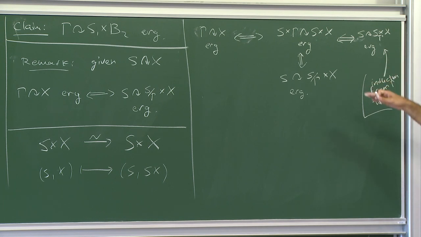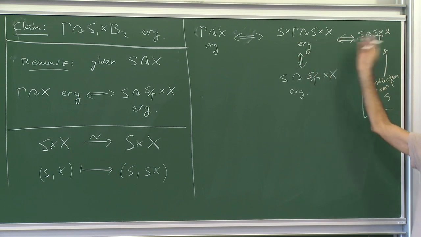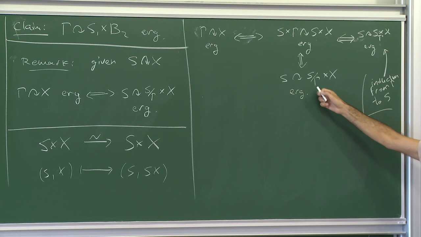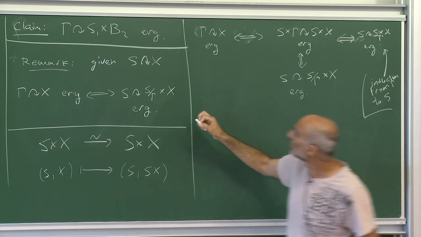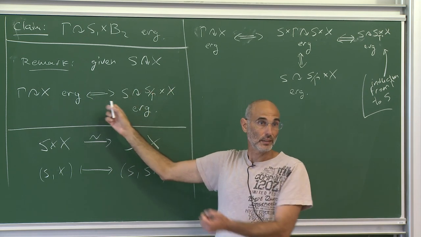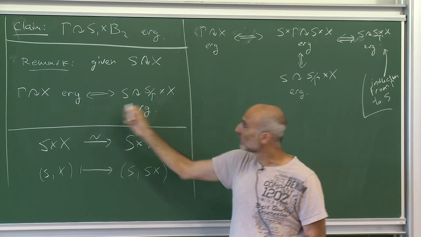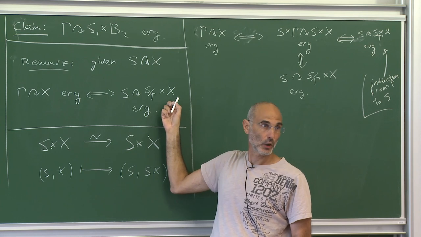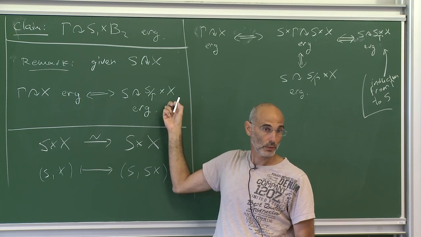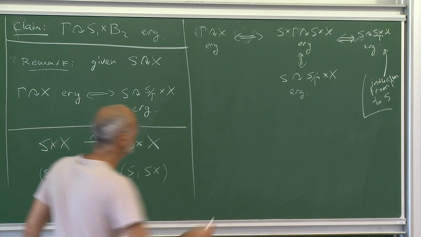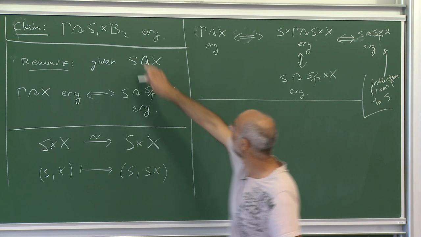Okay, so nothing here is complicated. The top line is a general statement of induction in ergodic theory, and the bottom line, the fact I was given here in this remark, is saying that when I started with an S space and did induction, I ended up with this trivial operation of taking the product with S mod gamma. Okay, so these are again some general remarks, and now I'm back to this claim.